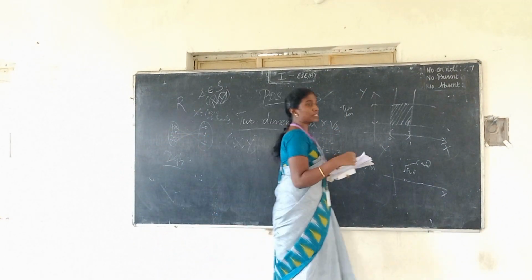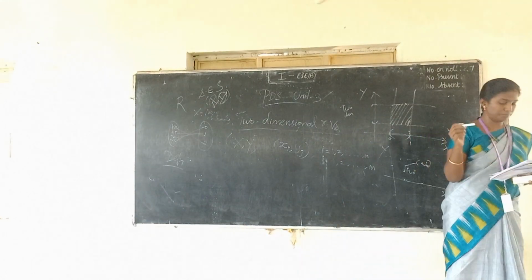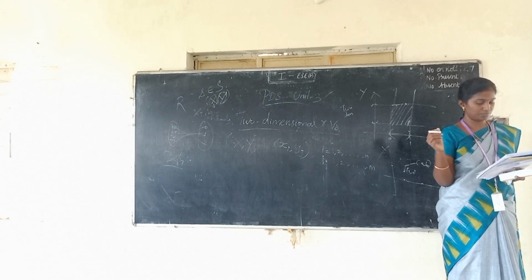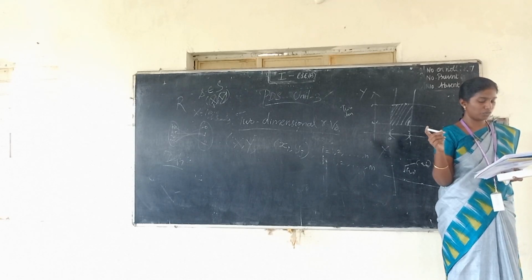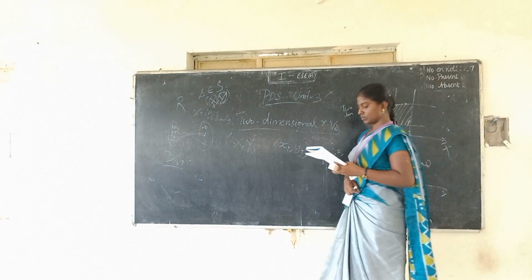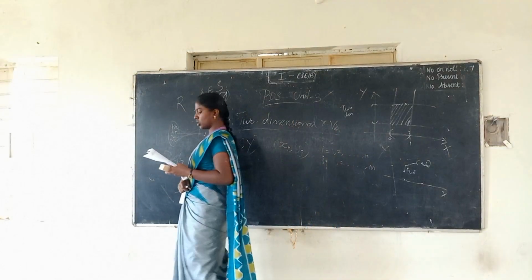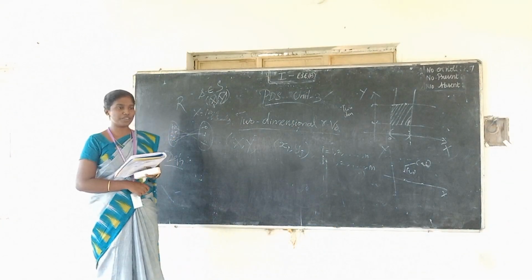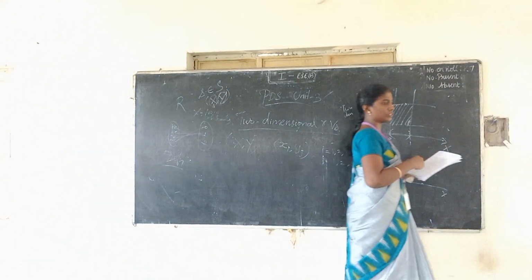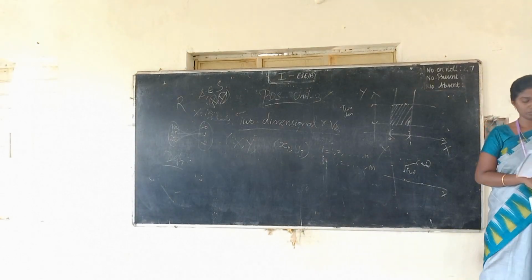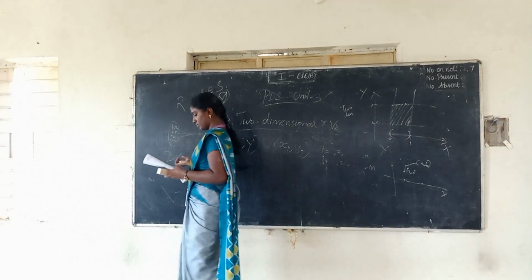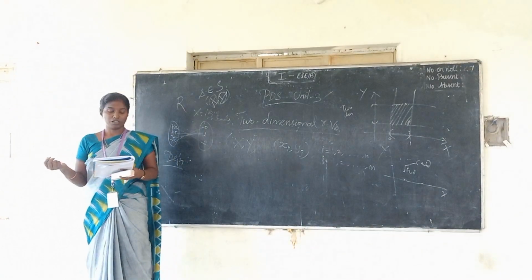Joint probability. Next topic. Joint probability distribution of two random variables x and y. Just write it as a topic of the definition. Okay, write down the definition.